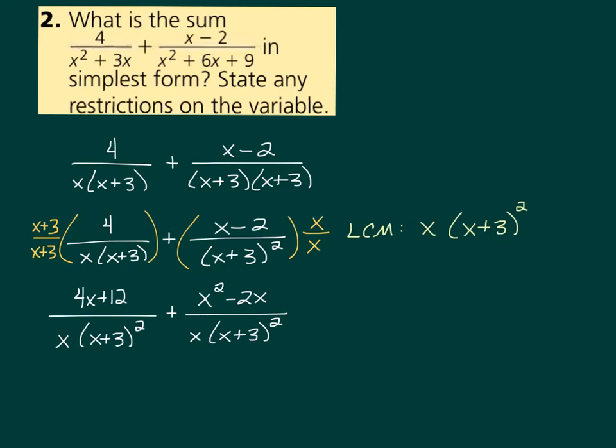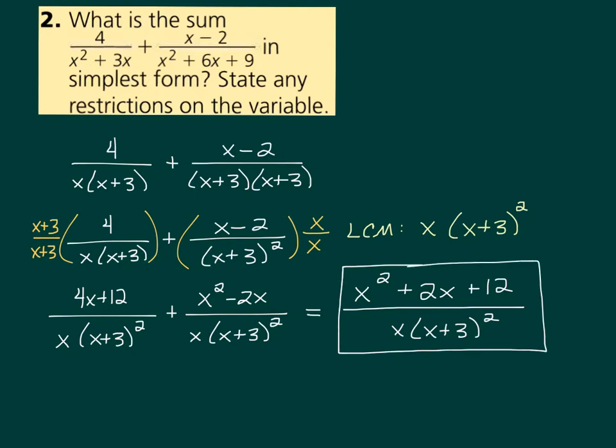So, to add two polynomials, you just combine like terms. We get x squared plus 2x plus 12, all over x times (x plus 3) squared. They ask for this answer in simplest form. So at this point, you want to look at the numerator. Does that factor nicely? This numerator doesn't factor nicely, so this is the simplest form.